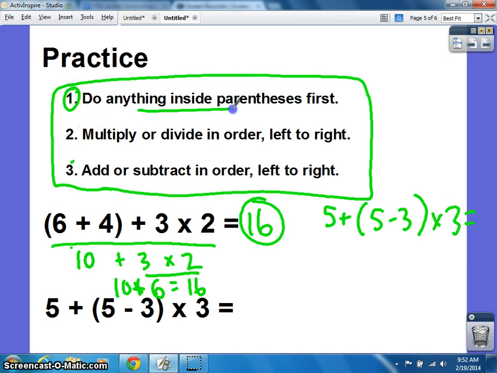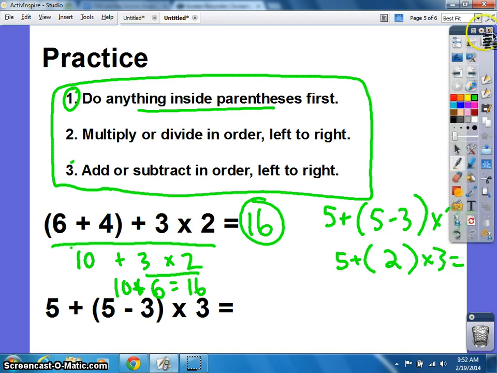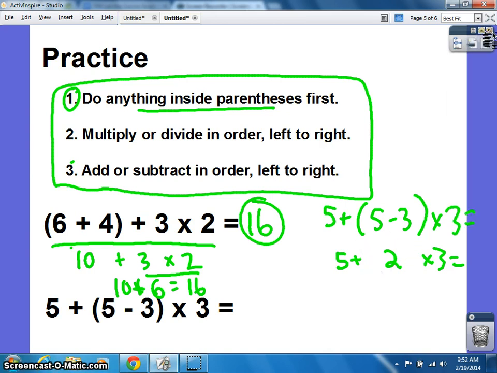Step 1 says anything inside parentheses. So I do 5 minus 3 first. I'm going to rewrite the equation. 5 plus. What's 5 minus 3? It's 2 times 3 equals a number. Now again, I don't really need these parentheses anymore, so I'm just not going to write them down in the future. All right? So there's that.